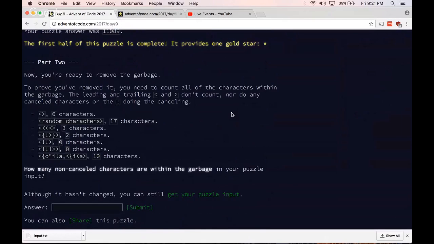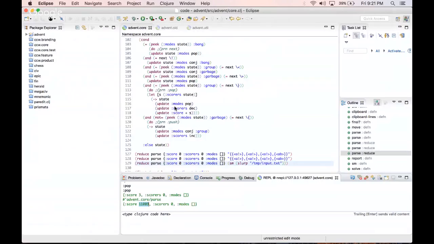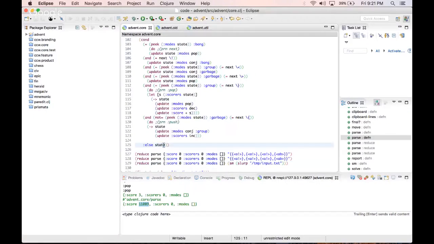Remove the garbage. To prove you've removed it, all of the characters within the garbage, leading and trailing, nor do any of the canceled characters or the bang doing the canceling.